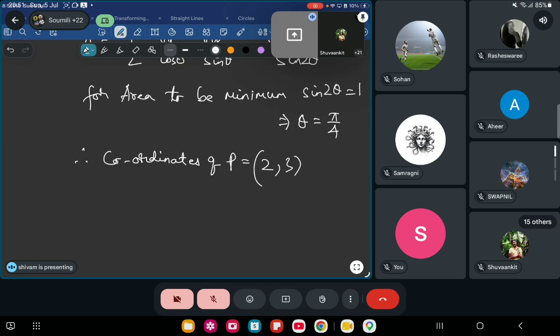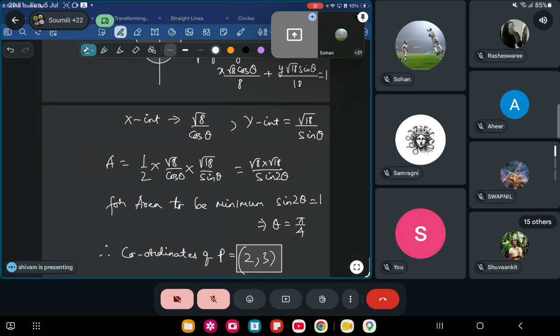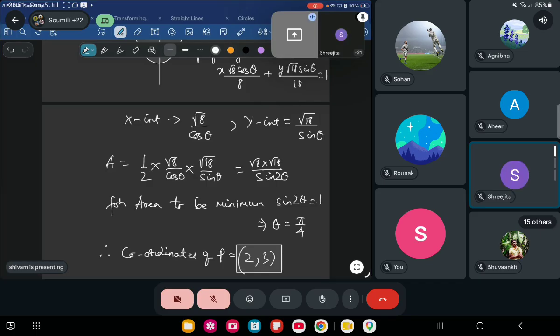Is it clear to everyone? Sohan, have you understood? Yes, sir. Anyone having any doubt? Ronak, Totoy, Agniba, is it clear? Yes, sir. Shrita, Shreyasi, is it clear? Yes, sir.